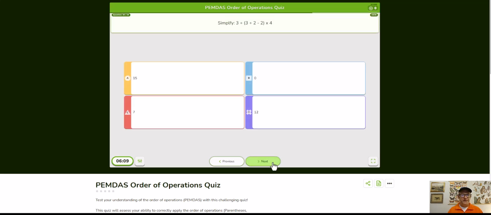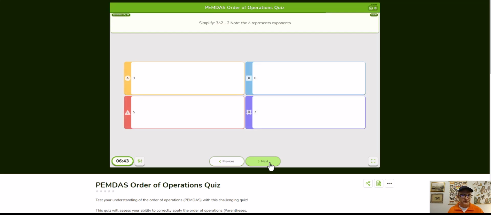Now we're going to simplify. In this problem, if you put it in a calculator, depending on the calculator, there's a wrong answer listed here. And you've got to read your calculator's owner's manual, which nobody does. But anyways, you've got 3 plus whatever 3 plus 2 minus 2 is within parentheses. We're going to take that quantity and multiply it by 4. Well, 3 plus 2 is 5. 5 minus 2 is 3. 3 times 4 is 12. 12 plus 3 is 15.